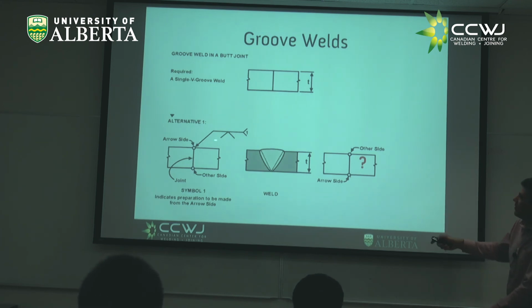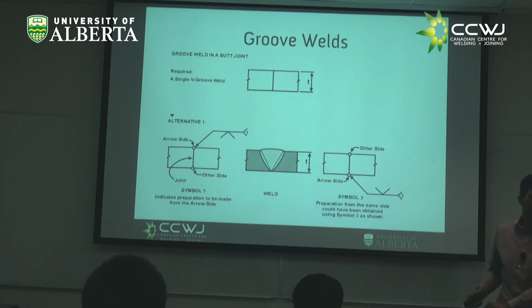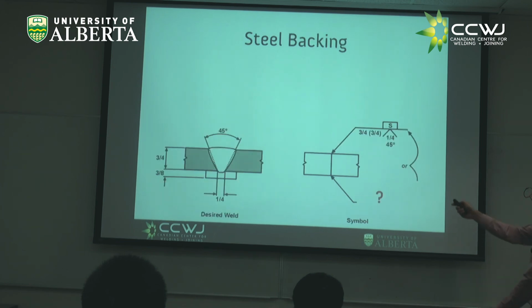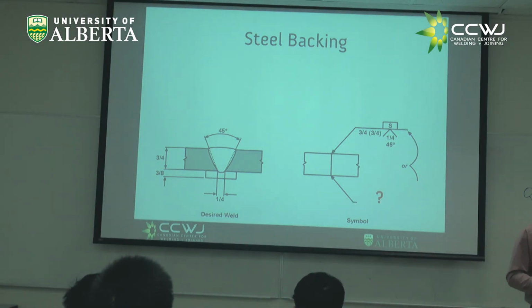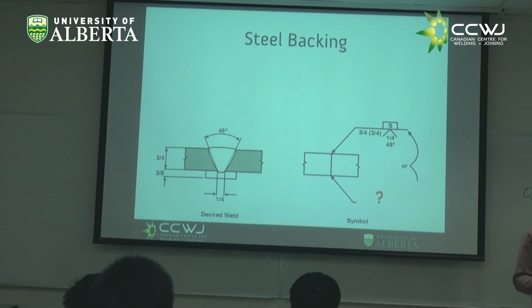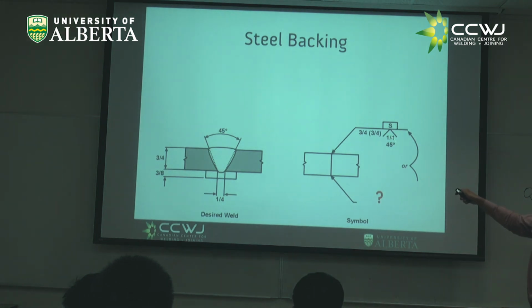Groove welds. Here we have one way of specifying, right? You could specify this other way too. From the bottom, the same weld. Look at this one. In this one, this block means the steel backing, and they put an S. That means steel. There are other symbols too for the backing, and they are not as standardized as we would like.